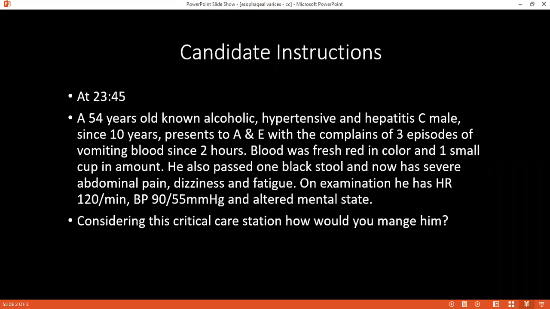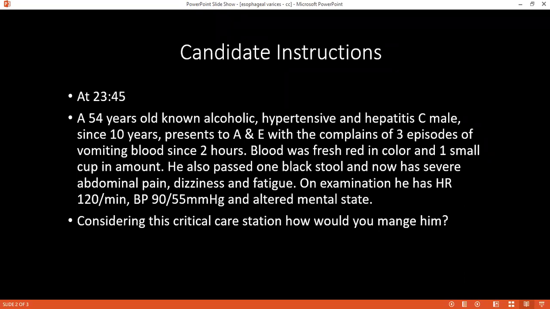What do you suspect has happened to the patient? The patient has hepatitis C and is alcoholic. He may develop liver cirrhosis. Due to the alcohol, and as he has excessive vomiting, he may develop esophageal varices.